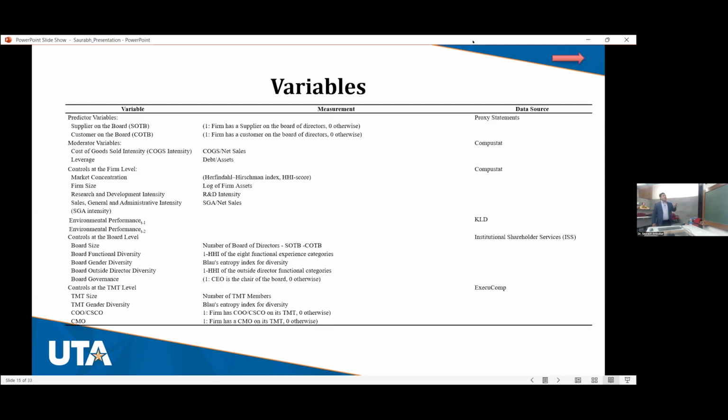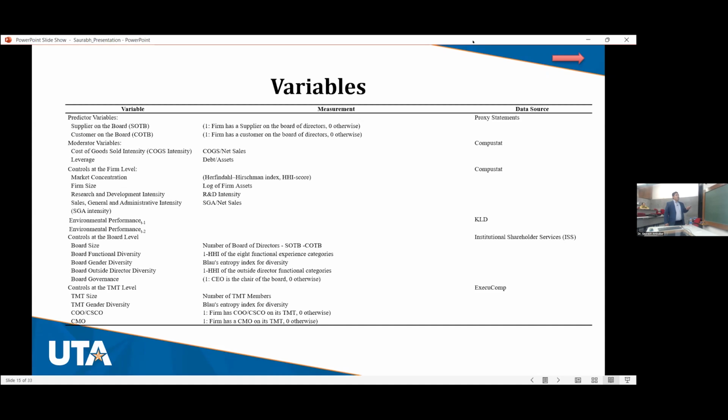Now, supplier on the board and customer on the board is basically a binary variable, 1 that they are there on the board of directors, 0 that they are not there on the board of directors. COGS intensity is just cost of goods sold over net sales. Very important to include net sales because as companies are growing, we would expect their COGS also to grow to fulfill that growth. So it's very important to keep it with the net sales. And leverage is basically debt over assets, very standard.